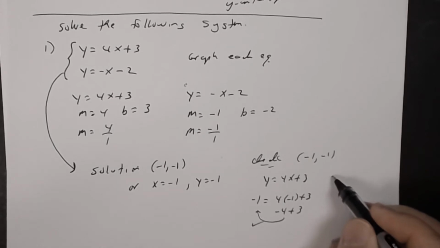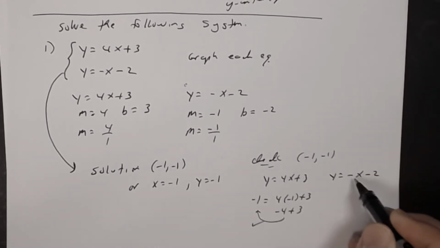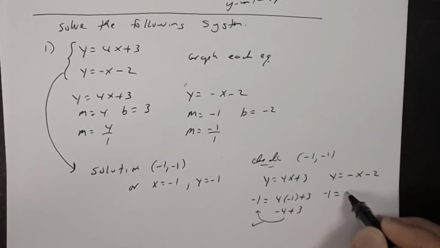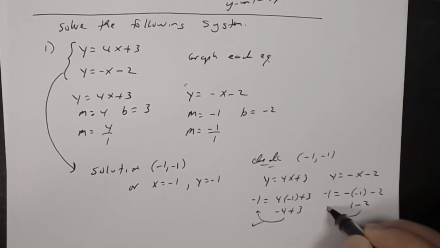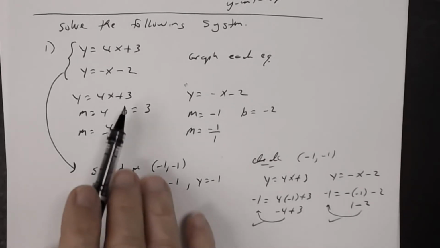Now let's look at the other equation, y equals negative x minus 2. Think of negative x as the opposite of x. That's the way I would think of this. So y is negative 1. And so is negative 1 equal to the opposite of x, which is negative 1, minus 2? Well, what's the opposite of negative 1? That's a positive 1. And is 1 minus 2 equal to negative 1? Yes.